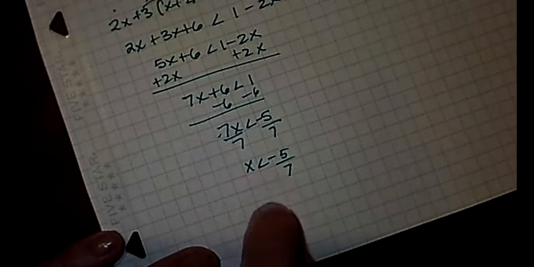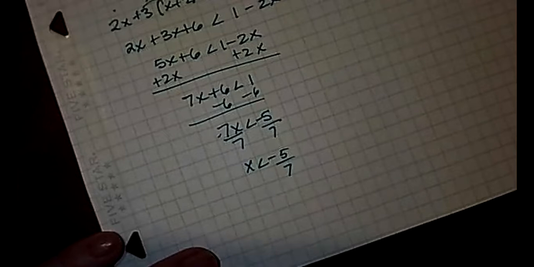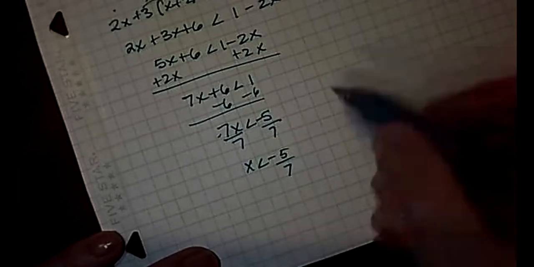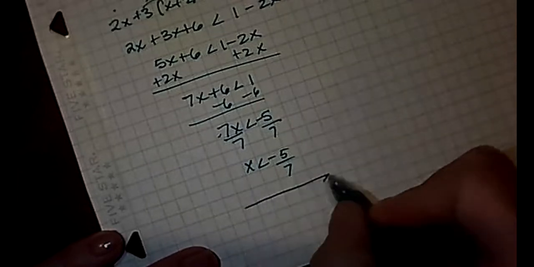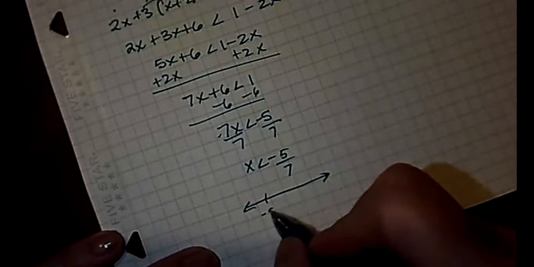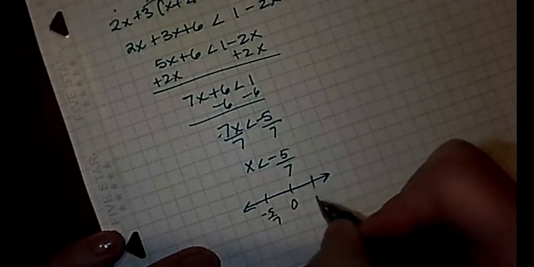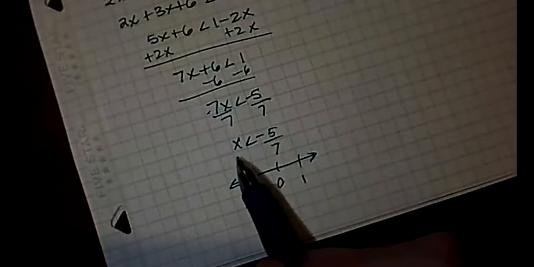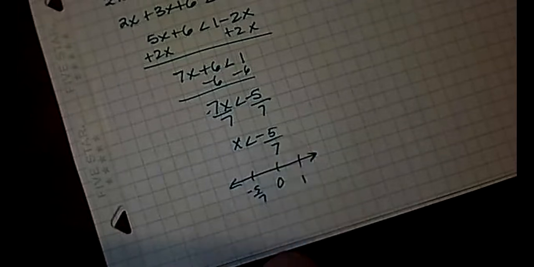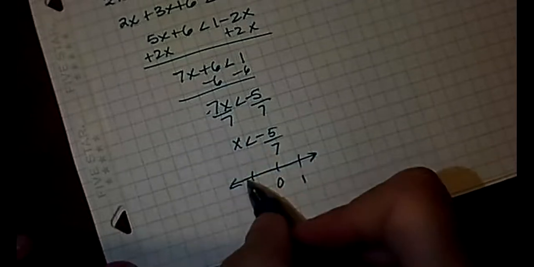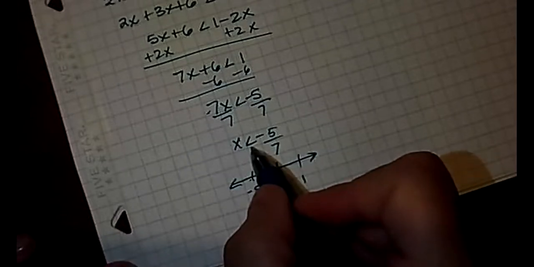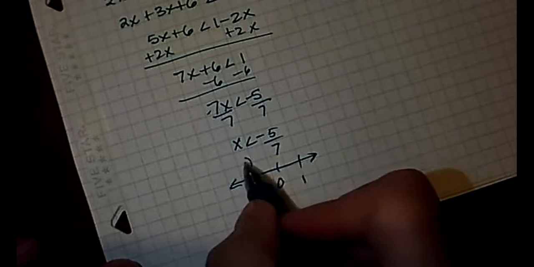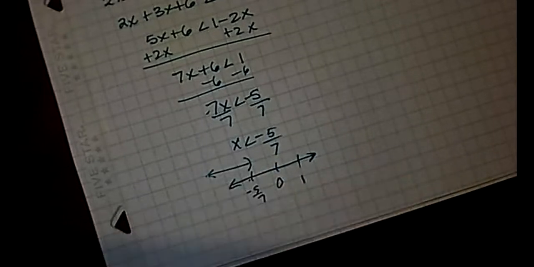Okay, so I want you to write that solution in interval notation. If you don't really remember, here's negative 5/7, here's 0. You don't have to do this part, this is just a visual. Always read from the variable: x is less than negative 5/7. Here's negative 5/7. It does not have an equal to, so we use a parenthesis. Less than goes to the left.